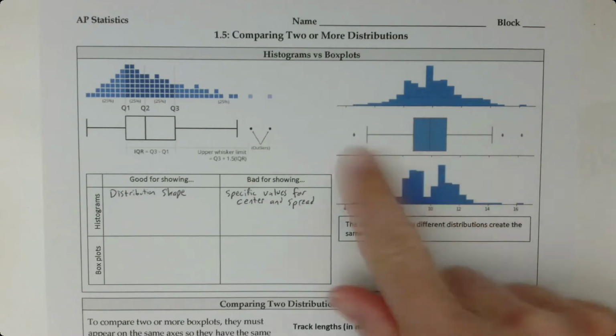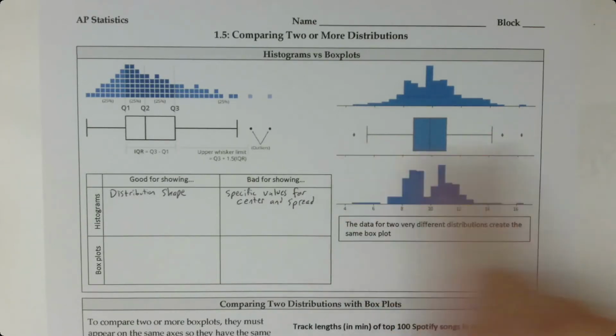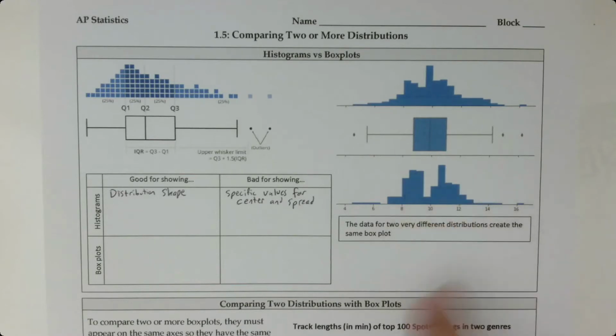So in the box plot, you can't actually see the overall shape of the distribution. The box plot has hidden from you the fact that this is unimodal and this is bimodal. If there were big gaps in the data, you'd never see it in a box plot. So that's what histograms are good for: big picture overall shape of the distribution.